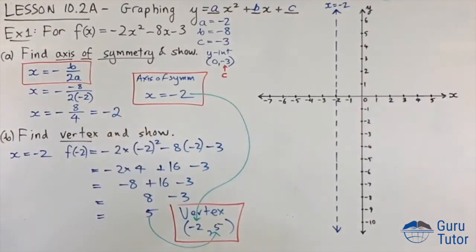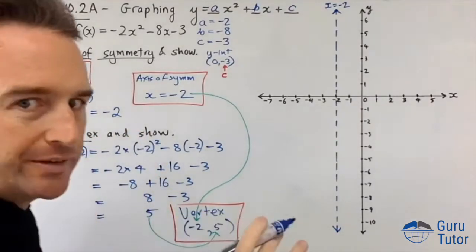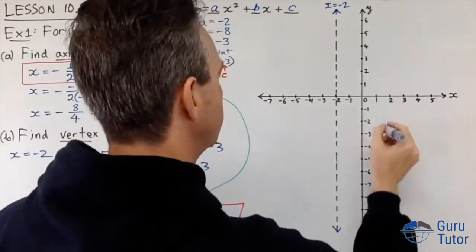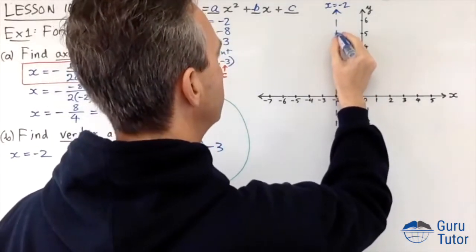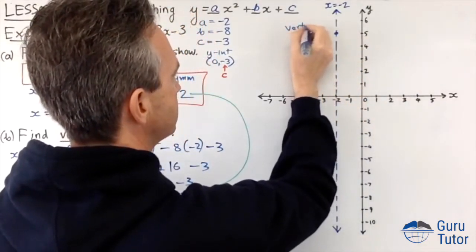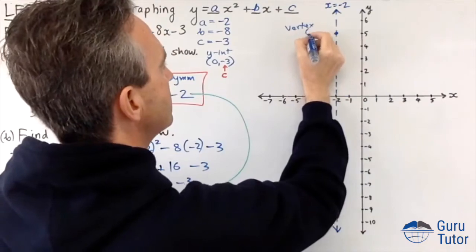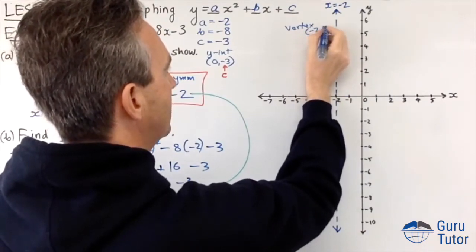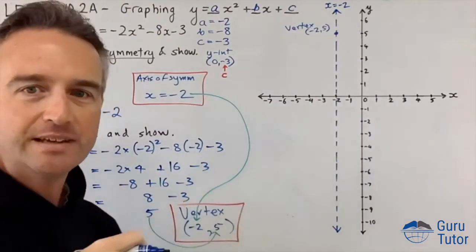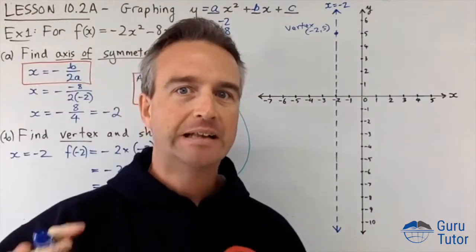And now let's show it on the diagram. So it should be on the axis of symmetry. Let's check it out. (-2, 5), (-2, 5). There it is. So there's our vertex. Let's label that vertex (-2, 5). Okay, the more detail you can show, the better. Okay, so that is the axis of symmetry and the vertex.